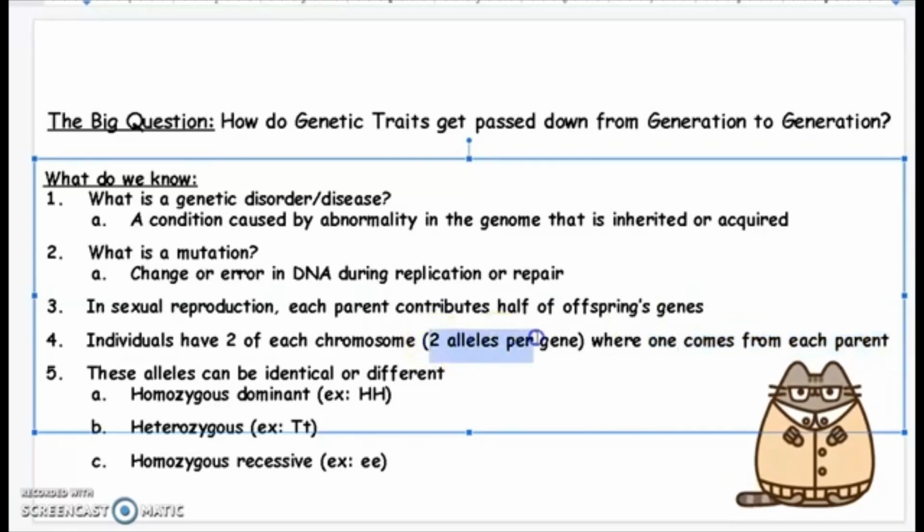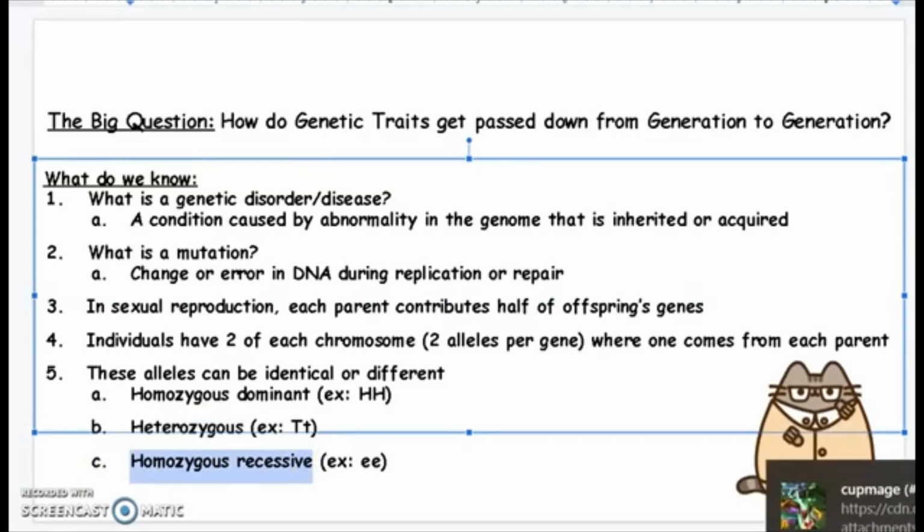In the chromosomes, there's an allele per gene. So you have two of each chromosome. That makes two alleles per gene. And these alleles can be identical or different. This is going back to homozygous dominant: they're identical. Heterozygous: different. Homozygous recessive: identical. Easy peasy.